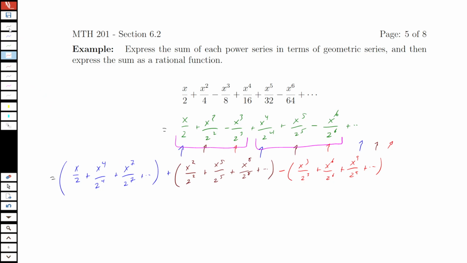Okay. So I have to identify the pattern, right? So my x's are going up as powers of 3. So I want an x to the 3n. But when n is 0, I want to have a power of 1, so add 1 on there. Okay. The powers of 2 match the powers on x.